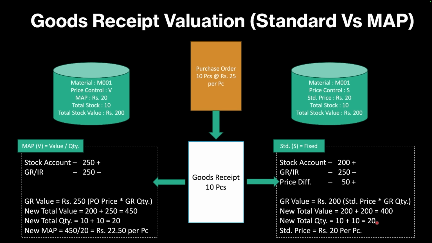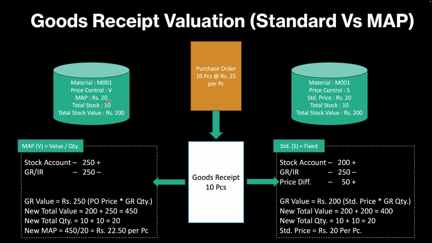So now let's understand how different accounting entries will happen when you have the material at moving average price and standard price, and when you do a goods receipt. So you can see here you have examples for the same material with different price controls. First we'll see what happens with the moving average price control, and then we'll see what happens with the standard price control.